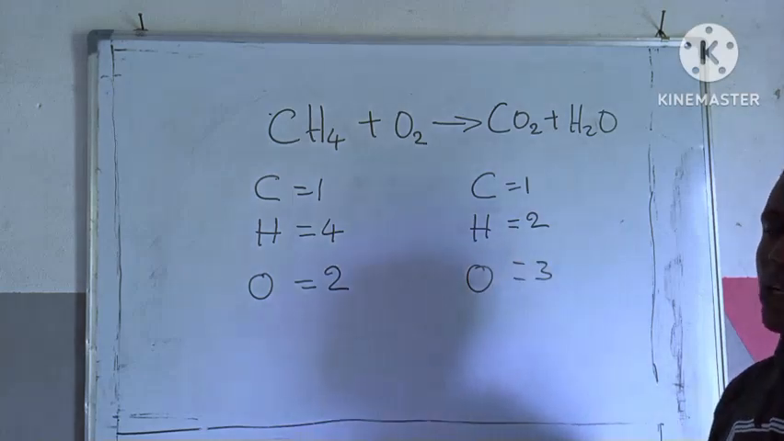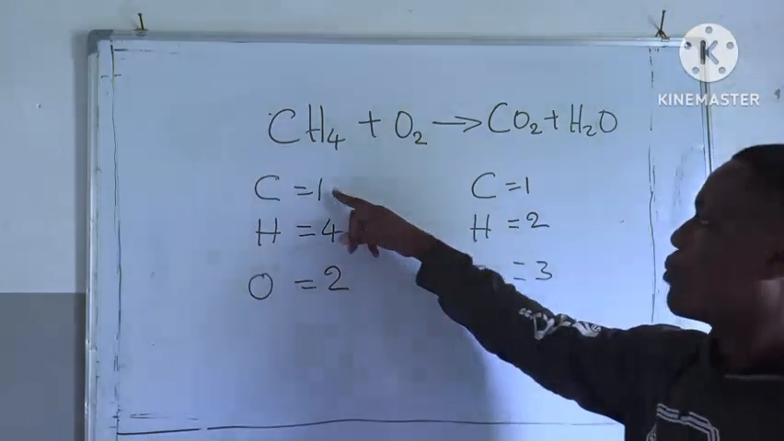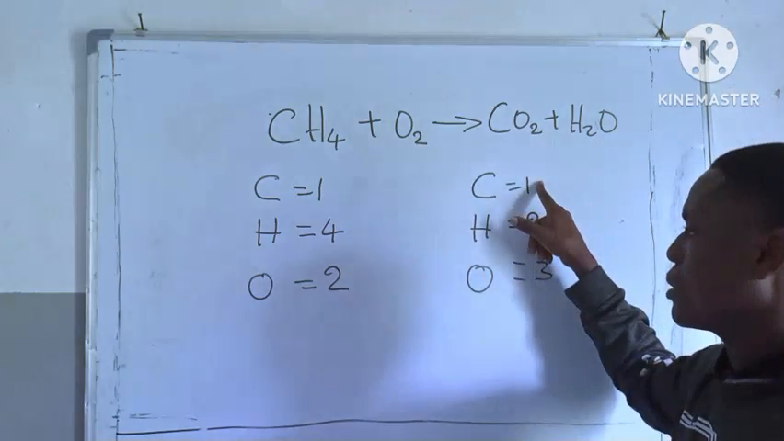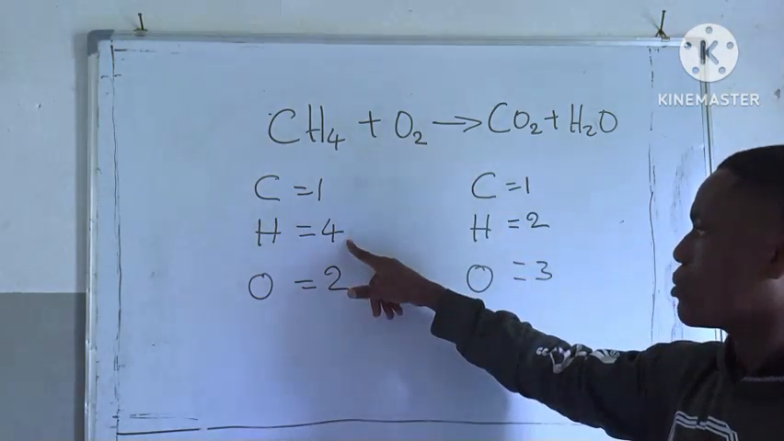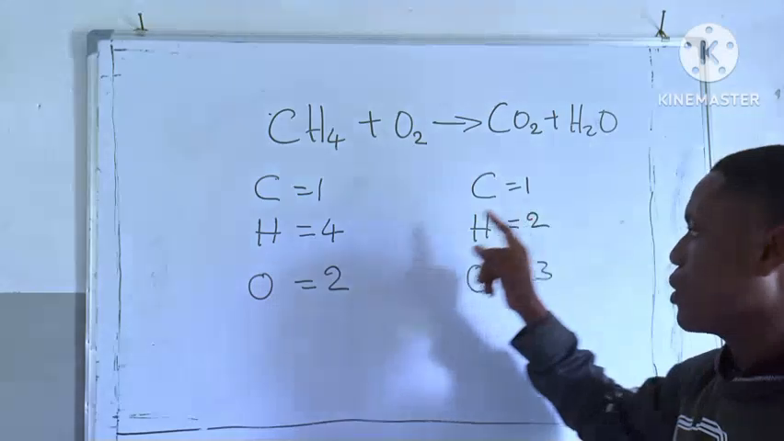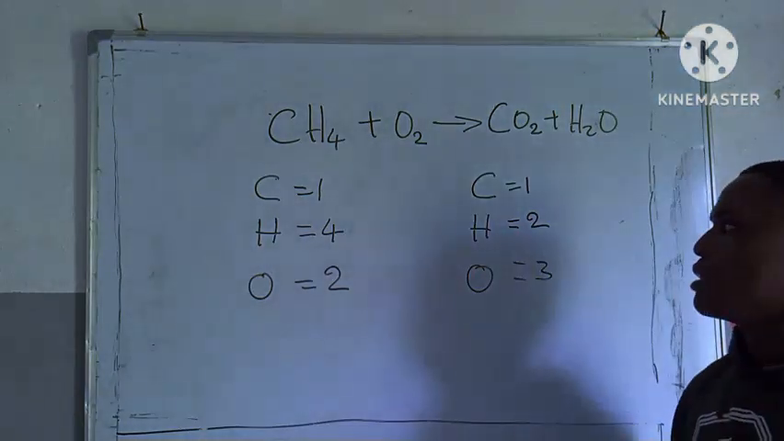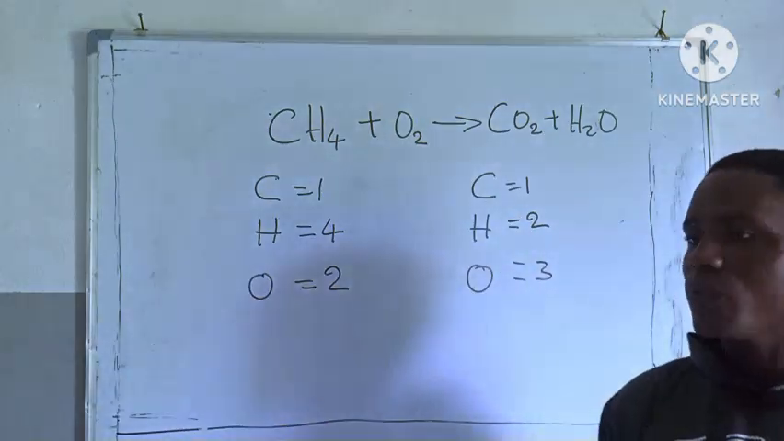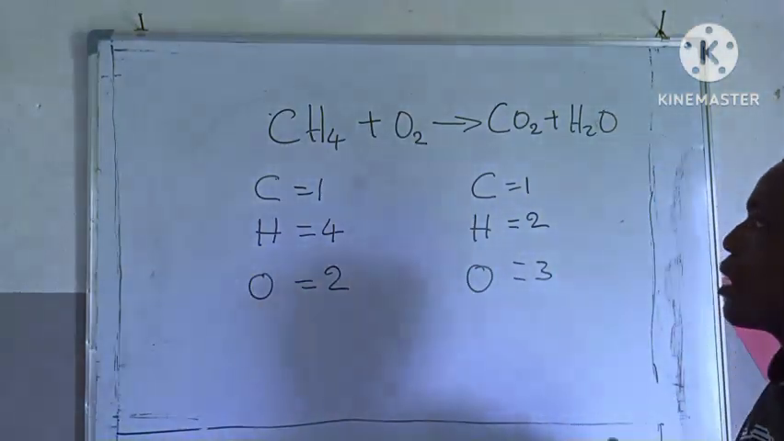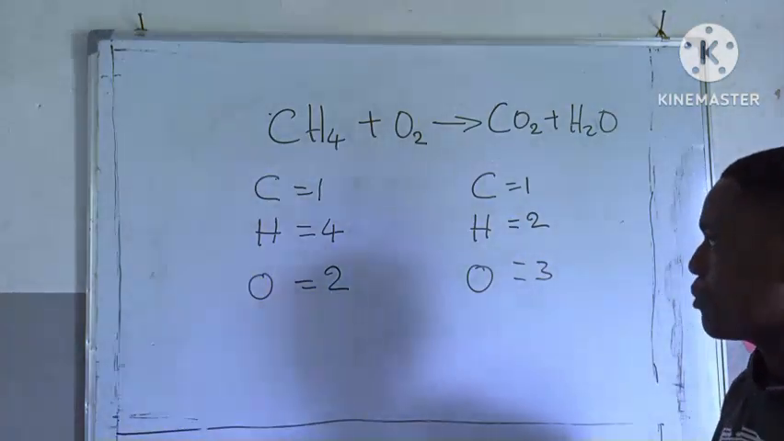Now let's check if the equation is balanced or not. We have one atom of carbon there, one atom of carbon, yes. We have four atoms of hydrogen here, we have two here. It's not yet balanced, right? We have two atoms of oxygen, we have three here. So meaning that hydrogen and oxygen is not yet balanced. So let's introduce the appropriate numbers. Are you getting it? Or changing the coefficient.